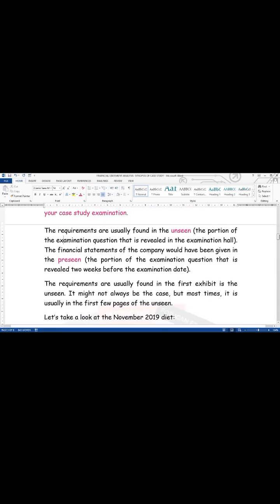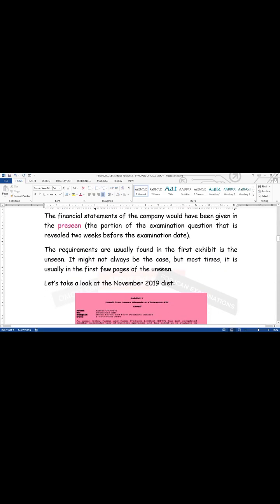So most times the unseen is where you find the requirements. That's the portion that was given to you in the examination hall. That's where you find the requirements, the unseen. The requirements are usually found in the first exhibit of the unseen. So in the first exhibit of the unseen, you see the requirements most times.